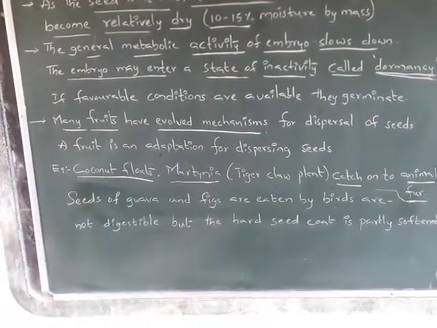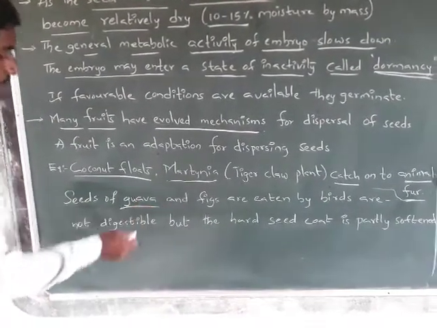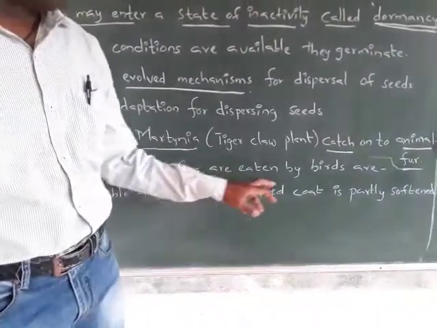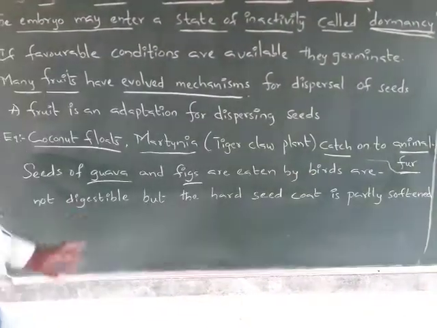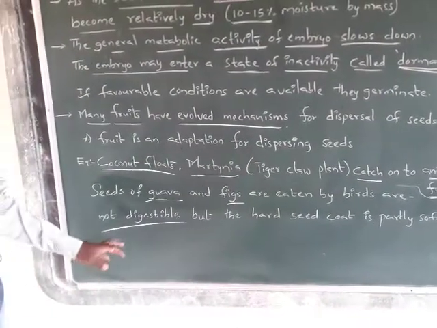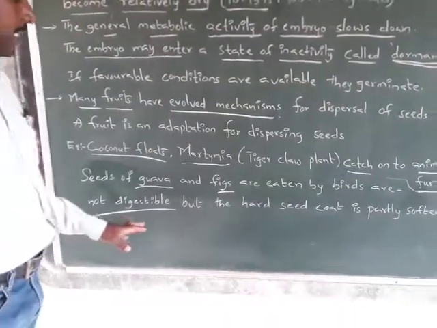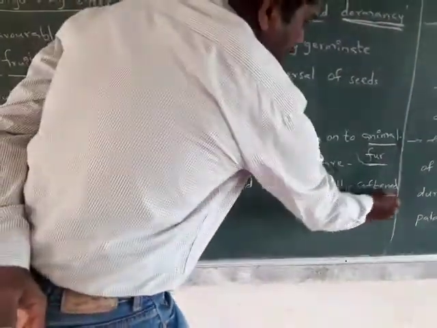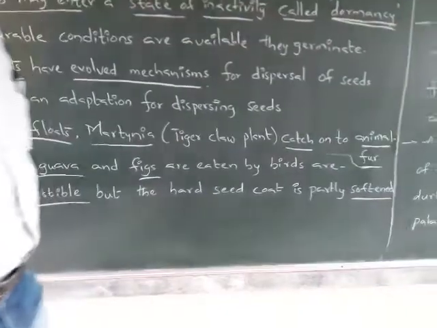Here, the seeds of guava and figs are eaten by birds. They are not digestible, but the hard seed coat is partly softened.